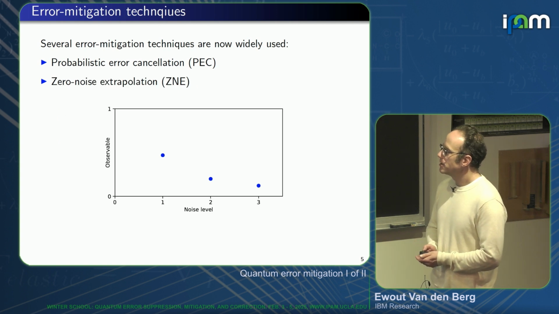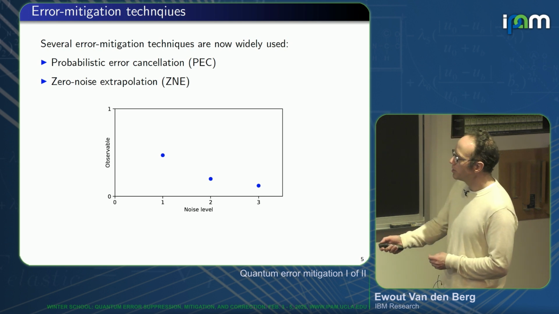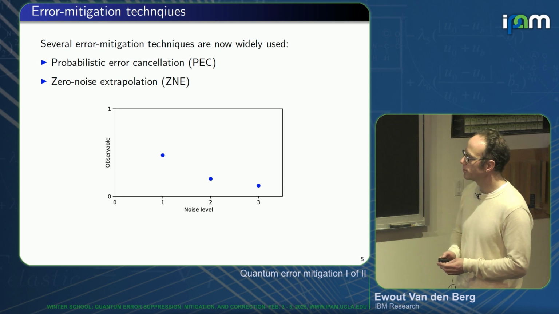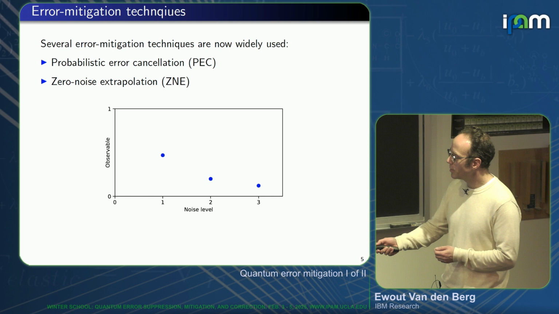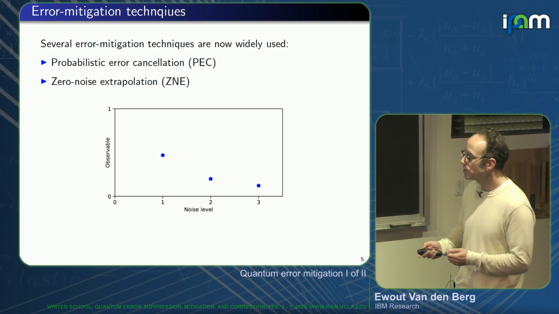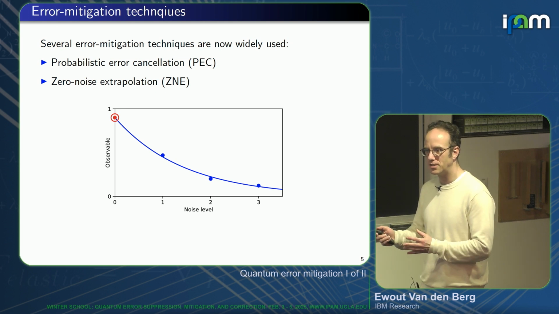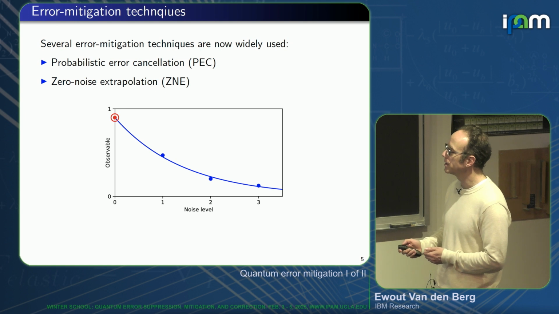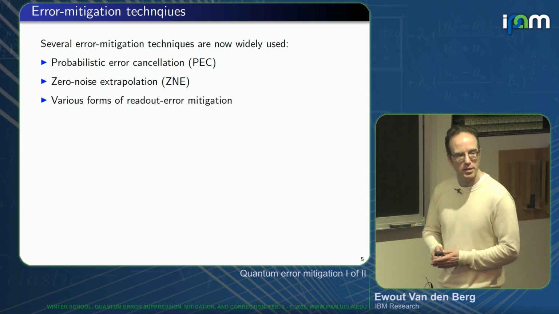The second technique is zero noise extrapolation. So what you do is you have some standard noise level, let's say 1, and you measure the observable. Then you're going to actually increase your noise level and ask, what do we measure then? And you do this for different levels, and then you extrapolate and evaluate it at zero noise. So that's another technique. And then, of course, there's various forms of readout error mitigation.